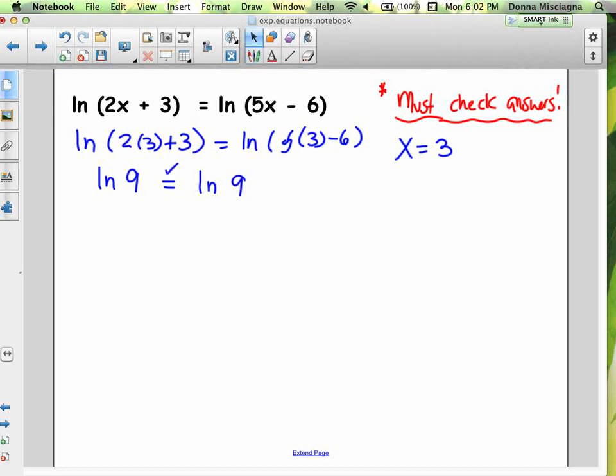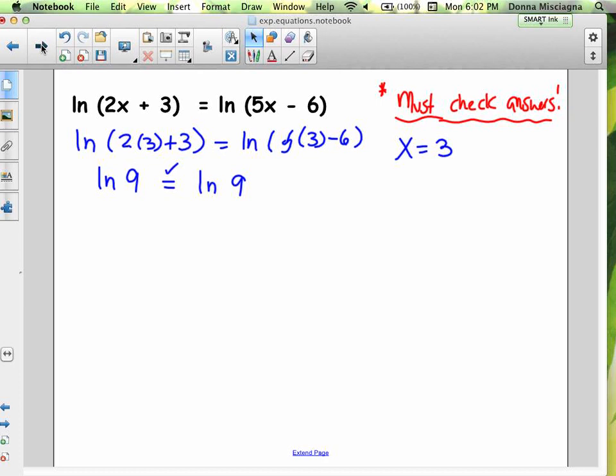Right? So the check is really easy. It doesn't matter what natural log of 9 is equal to as a decimal. Leave your exact answer there. It's a real number. It's the same thing on both sides. It works out perfect. All right, so let's solve another one. So you can see these ones aren't too difficult.